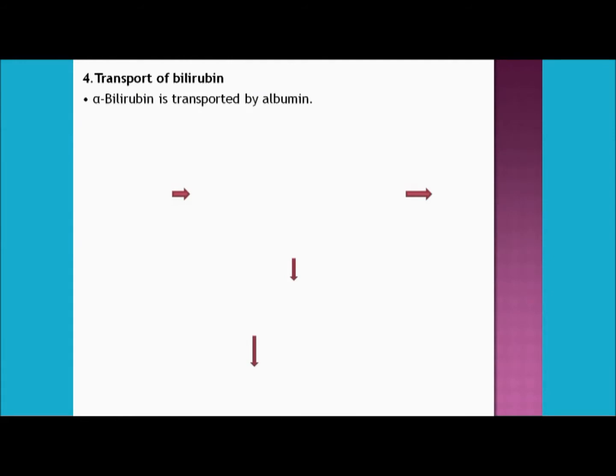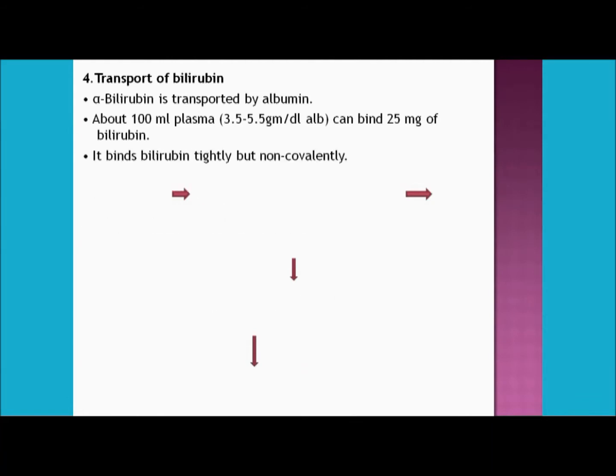So alpha bilirubin is transported by the protein which is known as the most abundant protein in the body, which is known as the albumin, right? Now about 100 ml of the plasma can bind to 25 mg of the bilirubin. This is the approximate count. Now these albumins bind to the bilirubin tightly but non-covalently. You should know that the albumin will bind to the bilirubin tightly, but it is non-covalently.